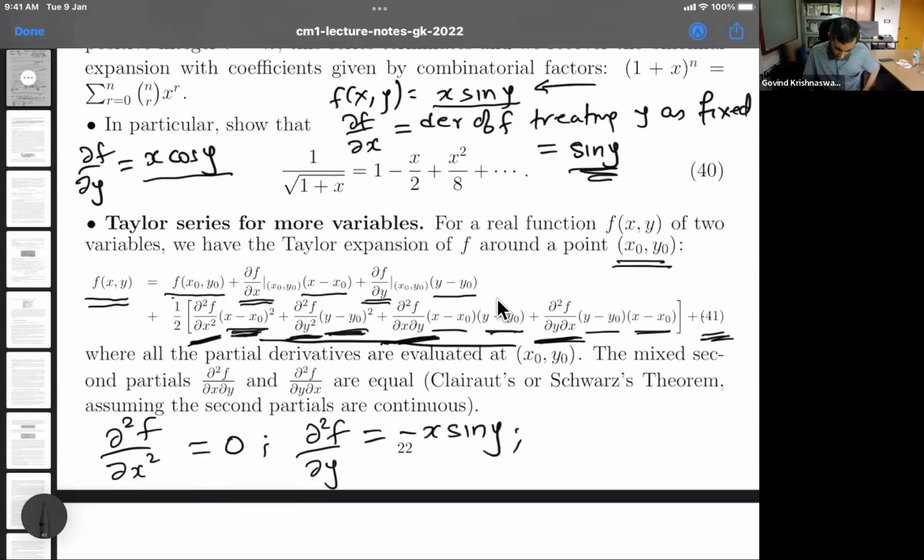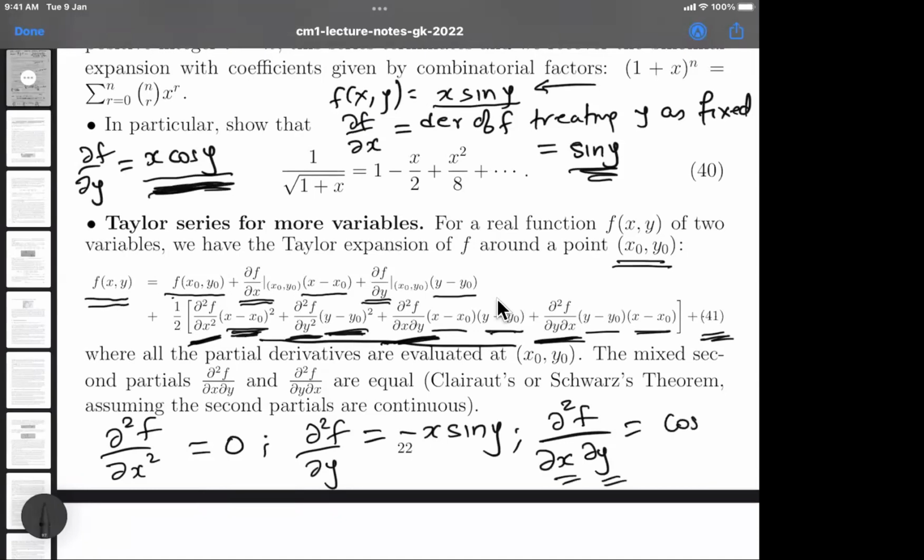So we are halfway there. Now let's go to the next one, which is the second partial with respect to x following y. So that is we first differentiate in y and then in x. So if we first differentiate in y, we get x cosine y, and then differentiate in x. So what's the answer in this case? Cosine y. Indeed, cosine y.